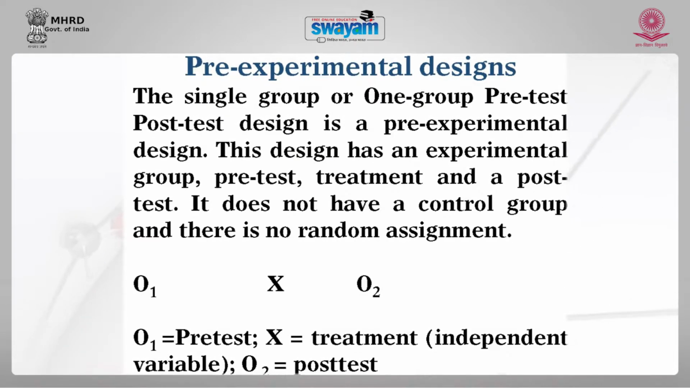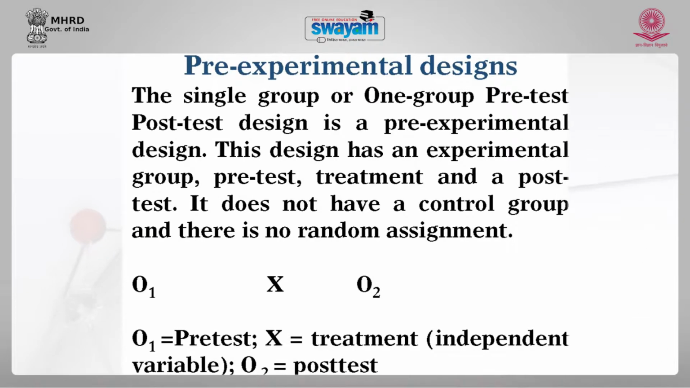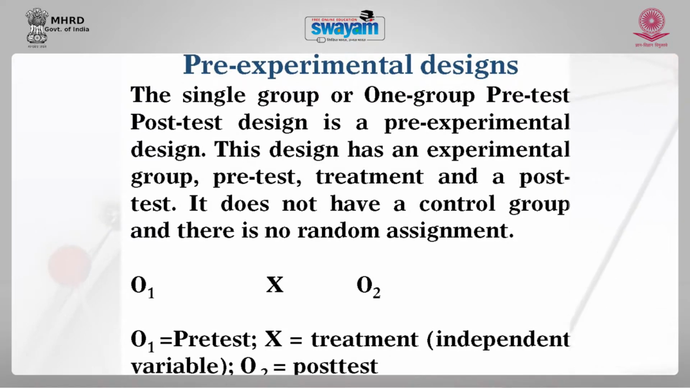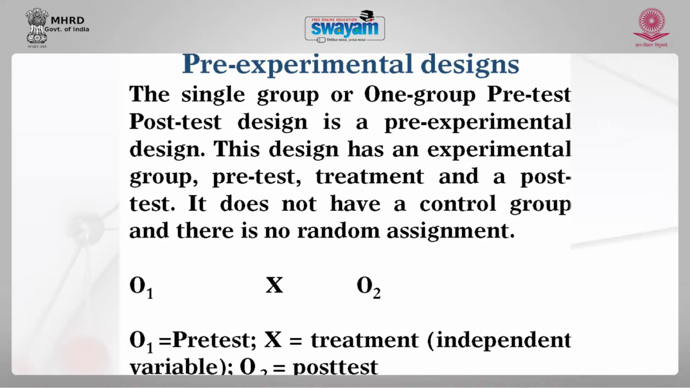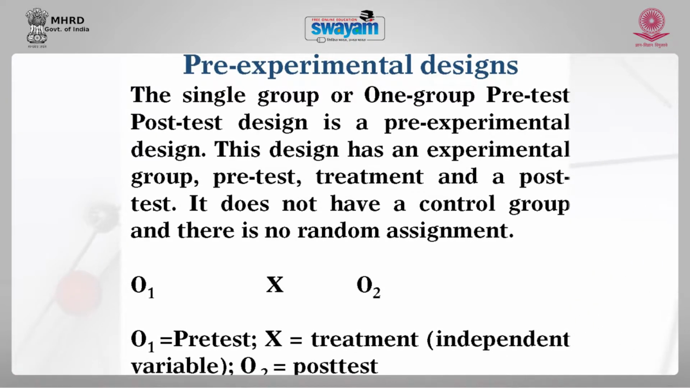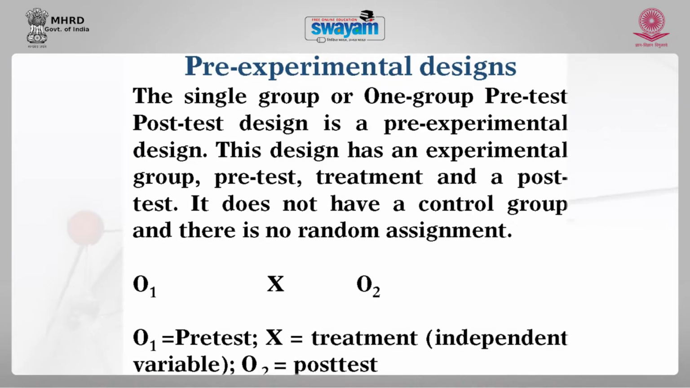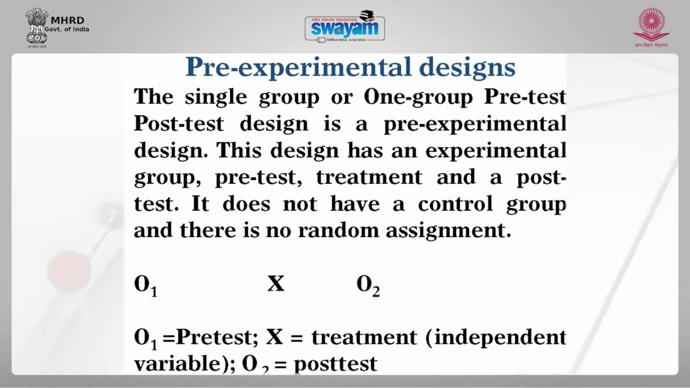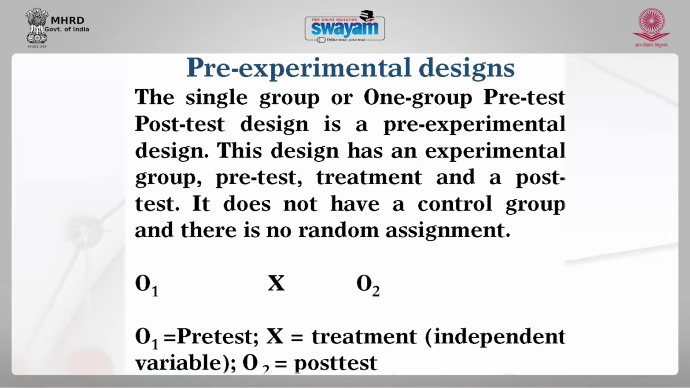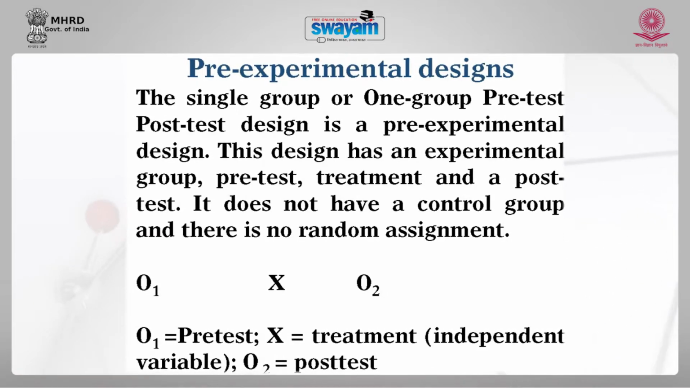Now we come to the pre-experimental designs, which is yet another kind of an experimental design. The single group or one group pre-test, post-test design is a pre-experimental design. This design has an experimental group, pre-test, treatment, and a post-test. It does not have a control group and there is no random assignment. This is seen in the picture below.